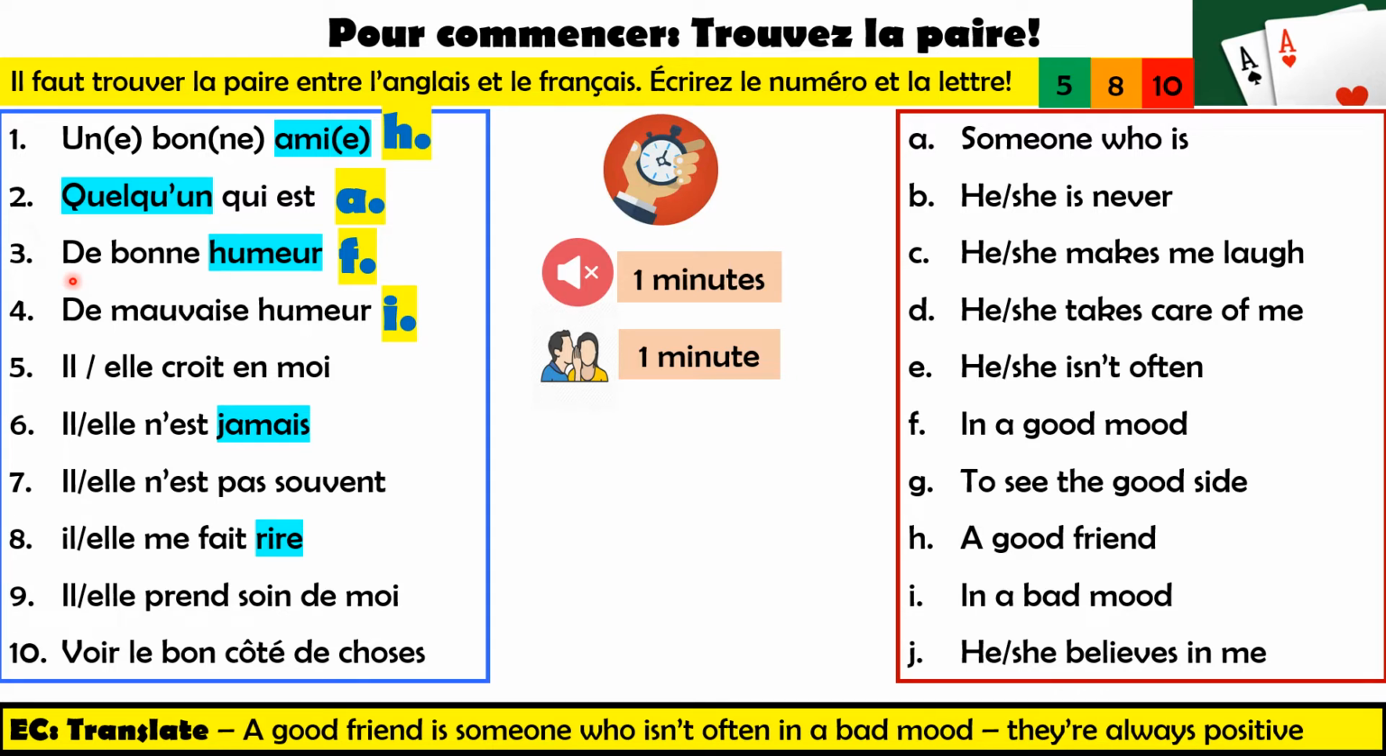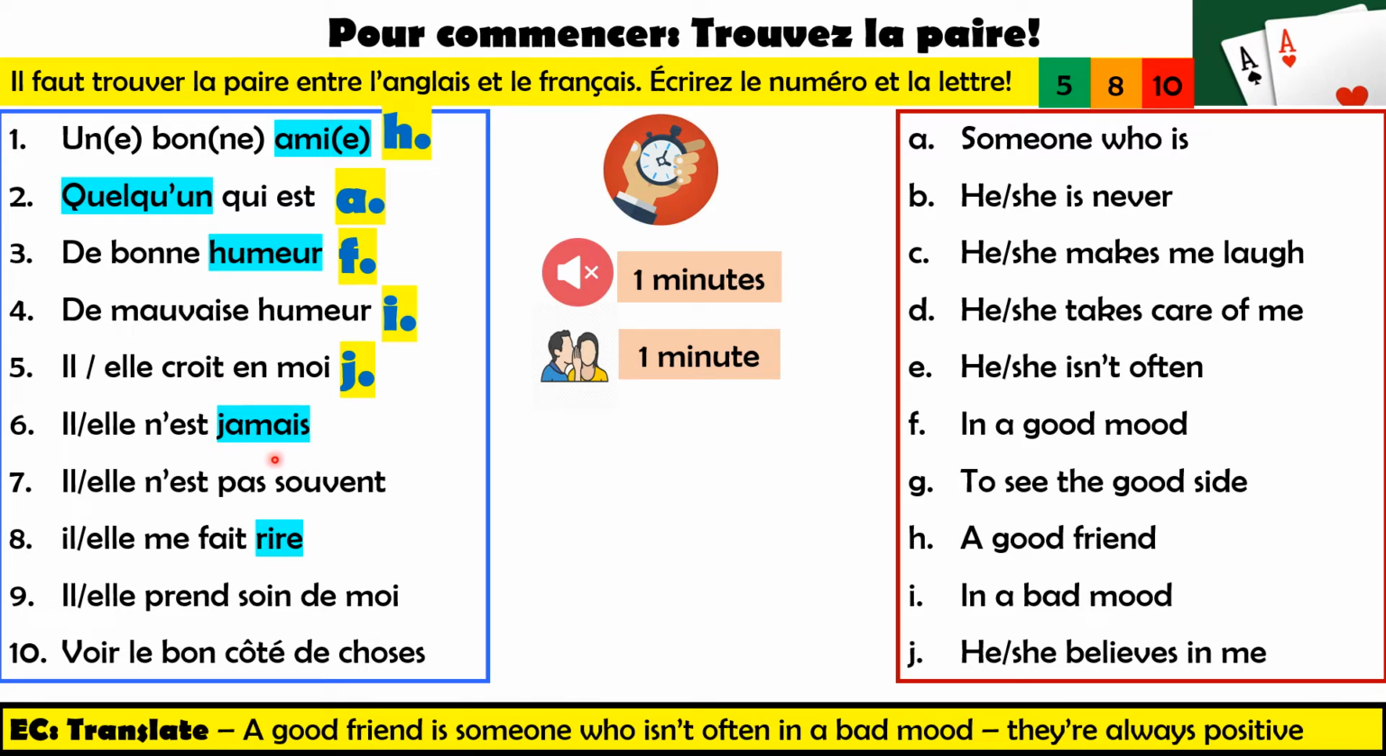Voilà. Alors, numéro 5, you've seen crois before. We've learned je crois que as a synonym for je pense que. Et je crois que veut dire I believe that. Donc, numéro 5, il, elle croit en moi veut dire he or she believes in me. Beautiful.